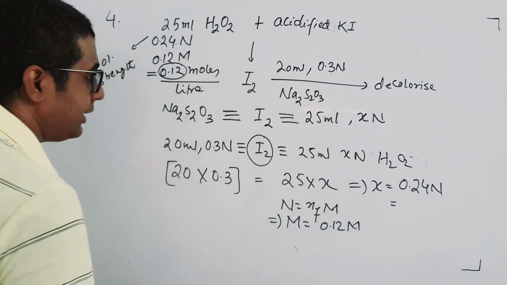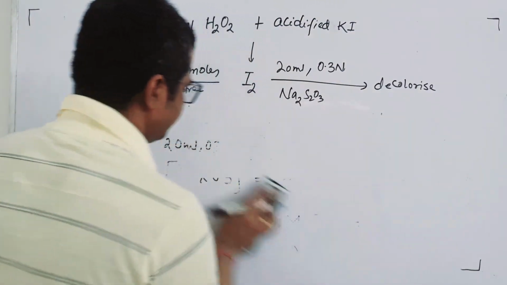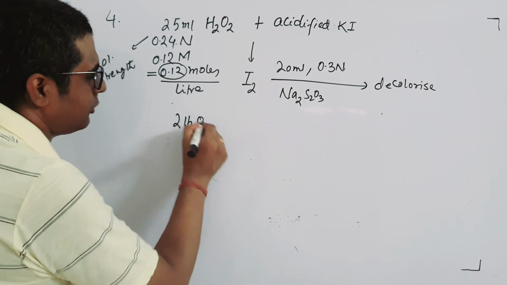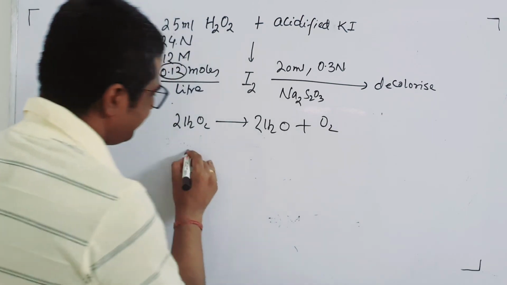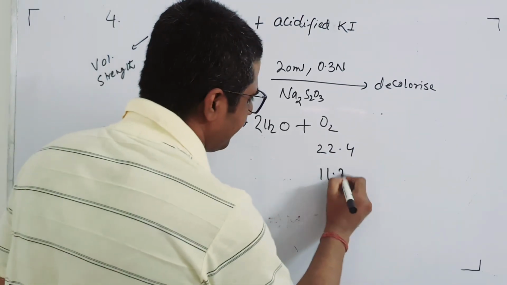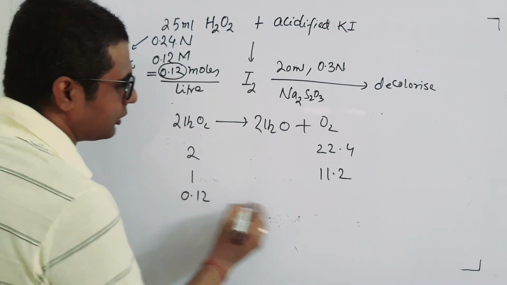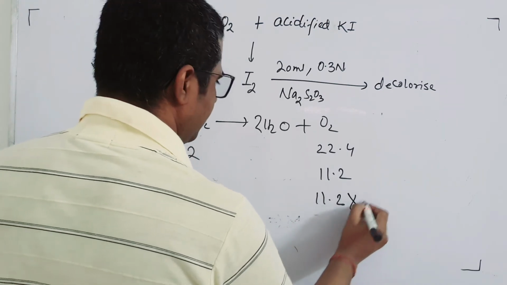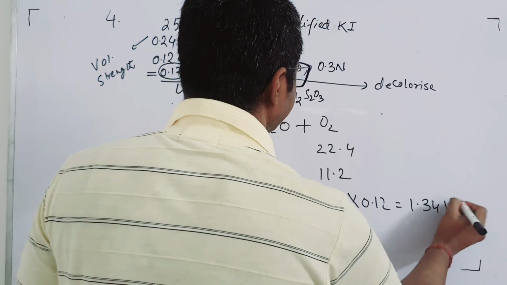Now I need to rub this because I need some space. Now you need the equation because to find the volume strength you need it. So 2H2O2 gives 2H2O plus O2, 2 moles 22.4, 1 mole 11.2. How many moles are there? 0.12 moles. So 11.2 into 0.12, we will get 1.34 volumes.